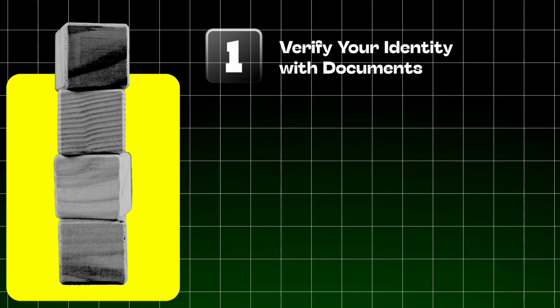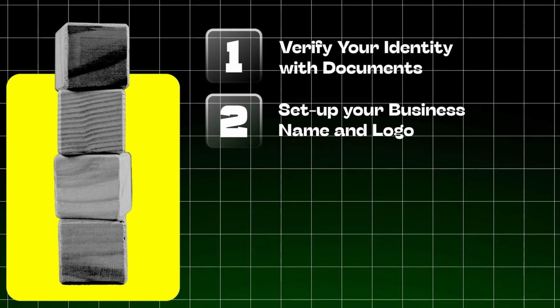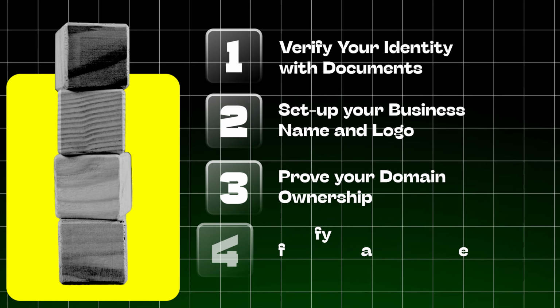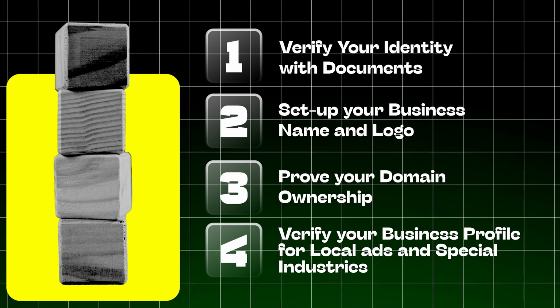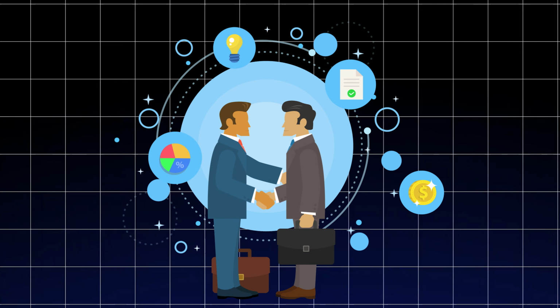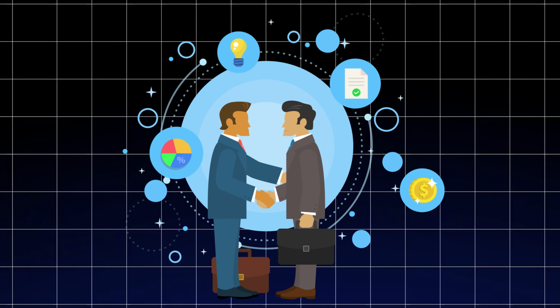So, quick recap. 1. Verify your identity with documents. 2. Set up your business name and logo. 3. Prove your domain ownership. 4. Verify your business profile for local ads. And remember, special industries may need extra steps. Verification is not just a formality. It's about building trust, protecting your brand, and securing your future.